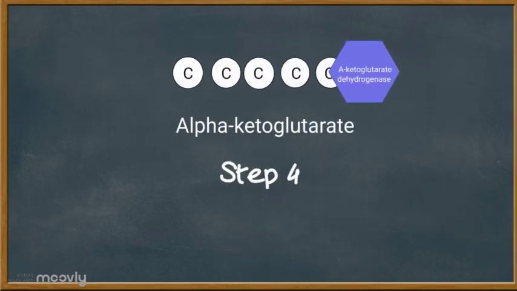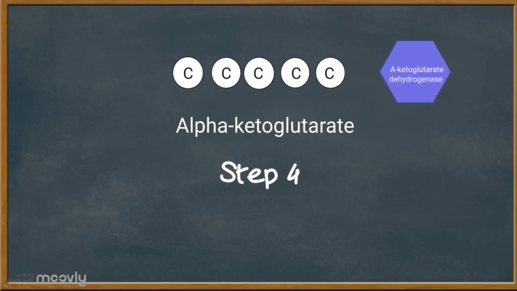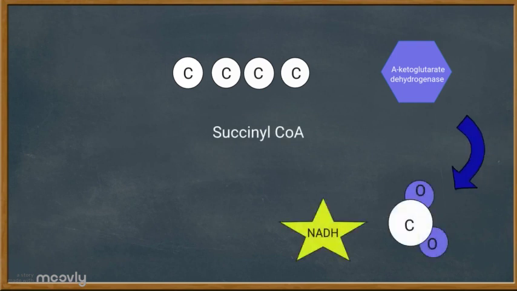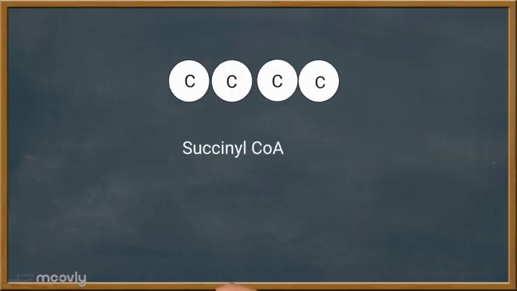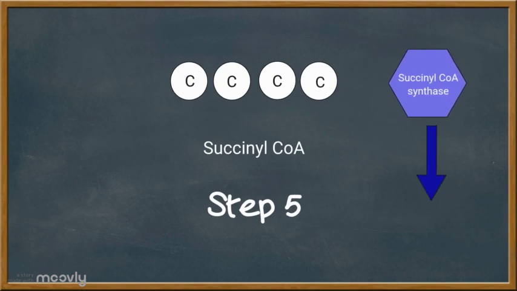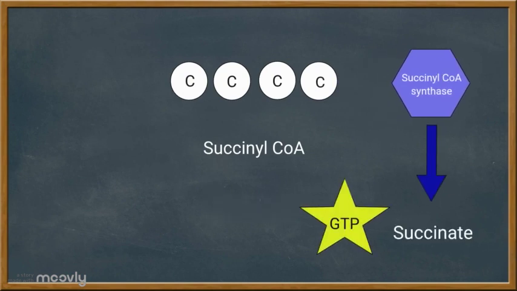Alpha-ketoglutarate dehydrogenase assists in the oxidation and decarboxylation of alpha-ketoglutarate. The loss of one carbon atom produces succinyl-CoA and releases a second molecule of NADH and one molecule of CO2. Succinyl-CoA is converted into succinate using succinyl-CoA synthase, and a molecule of GTP is produced that will later be converted into ATP.